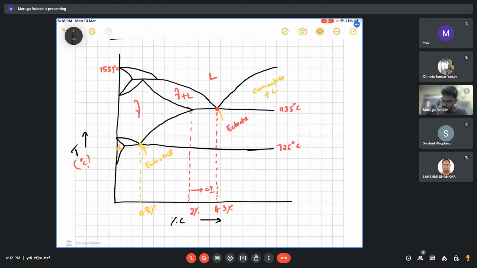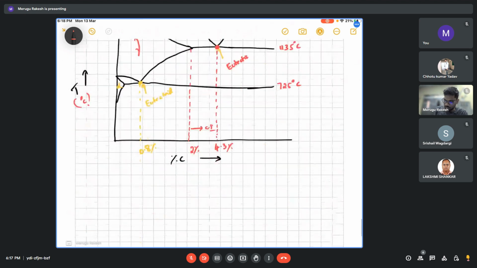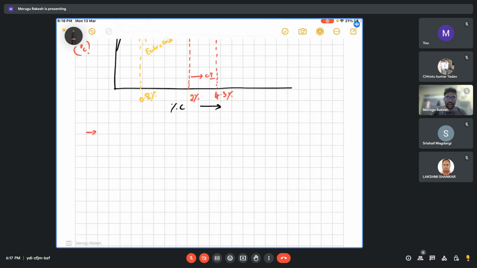Now in cast iron, since we have this extra carbon, we get graphite in the form of pure carbon. That is what we call graphitization, in which the excess carbon changes to graphite. We have different types of cast irons, and the shape of this graphite is what changes the microstructure of each cast iron.